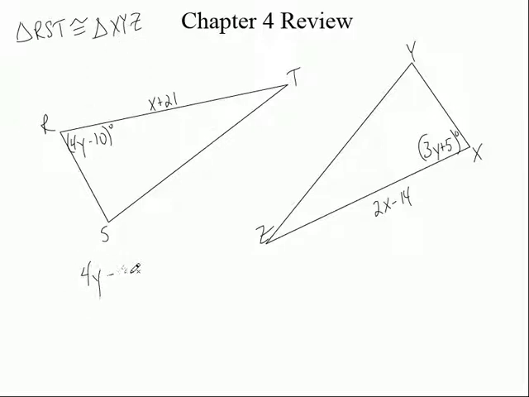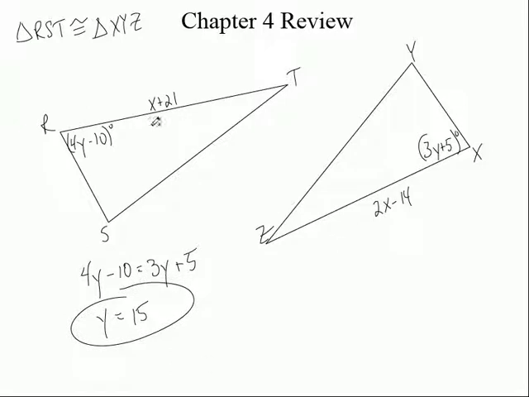So 4y minus 10 equals 3y plus 5. So we set them equal to each other. The math is very easy. Watch. Subtract a 3y from both sides, it's y. Add a 10 to both sides, and it's 15. And there's your answer. That's what y is.